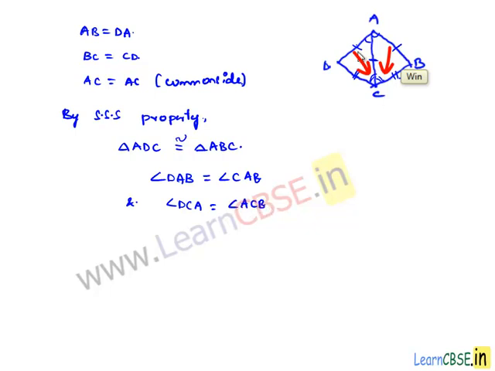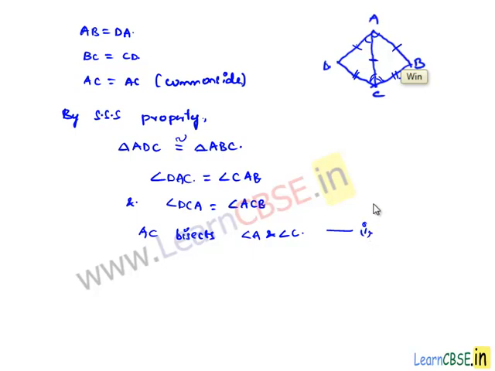Here if we observe clearly, angle DAC is equal to angle CAB and angle DCA is equal to angle ACB. We can say that AC is bisecting angle A and angle C. Now this is what our first proof required.